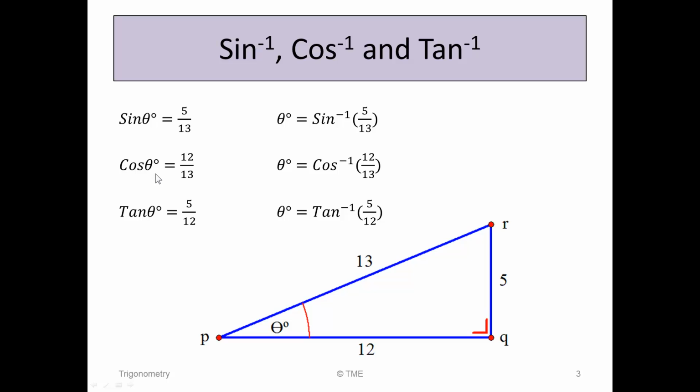Similarly for cos, if cos theta is 12 over 13, we would say that theta is the inverse cos of 12 over 13. And if tan theta is 5 over 12, we would say theta is the inverse tan of 5 over 12.